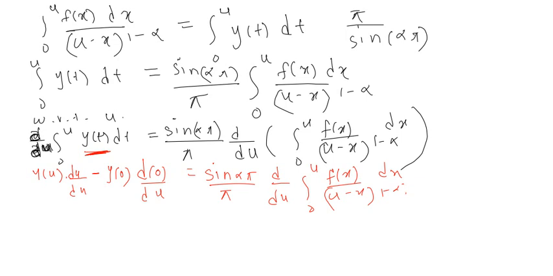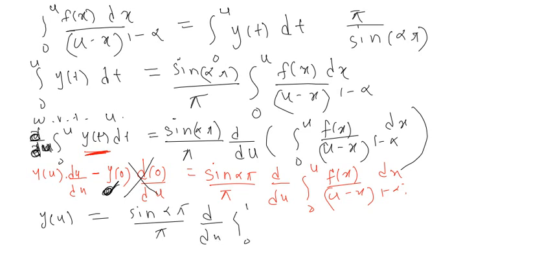So what will this equation become? It will be nothing but y of u equal to, because y of 0 is 0, so the second term will also go, and we will be left with this, and du by du is 1. So y of u is sine of alpha pi divided by pi, d by du of integral from 0 to u f of x divided by (u minus x) raised to 1 minus alpha dx.